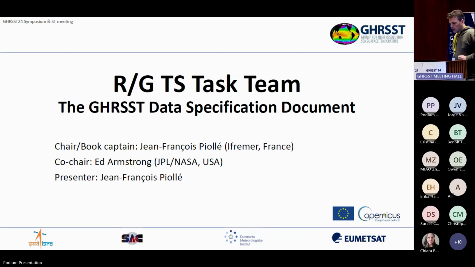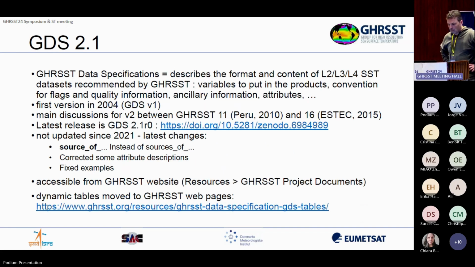Yeah, so I will present you a brief status about the GDS and possible evolution that we may plan in the near future. For those of you that have not seen yet what is the GDS that we have spoken about many times this week, this is the document that provides GHRSST data product specifications. So basically it describes the vocabulary, the format, and the content of the different GHRSST product levels, level 2, level 3, and level 4.